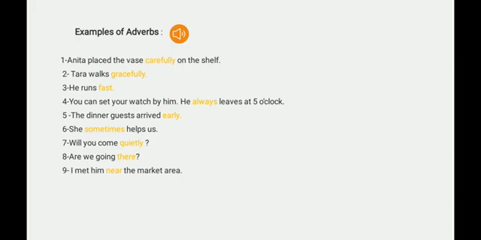Correct, it is the adverb of manner. You're doing something. How did she put the vase on the shelf? She put the vase on the shelf carefully. So it is adverb of manner. How something is being done.